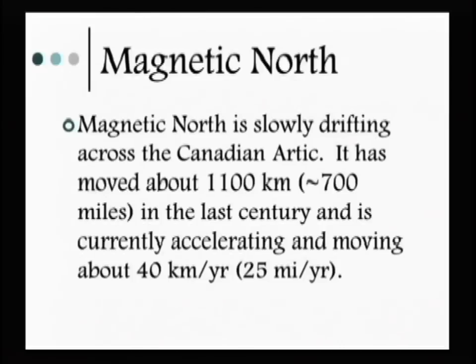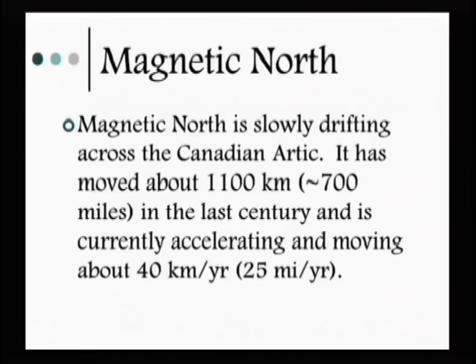Now, what is the difference between magnetic north and true north? True north is north as measured where all the lines of longitude meet. Magnetic north, on the other hand, is where the magnetic north of the compass is actually located. And we find that that has slowly changed over the last several years. So right now, the magnetic north is slowly drifting across the Canadian Arctic. And it's moved about 1,100 kilometers, or about 700 miles, in the last century.